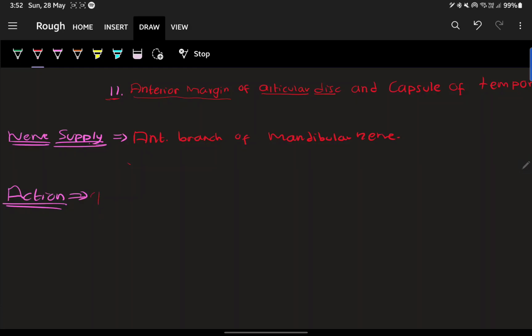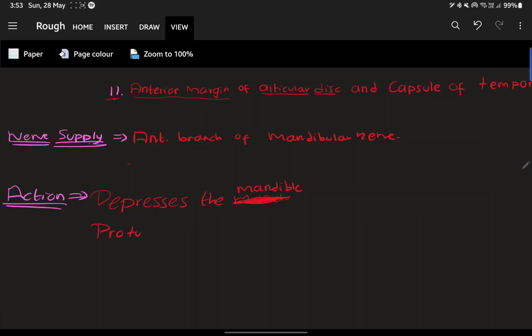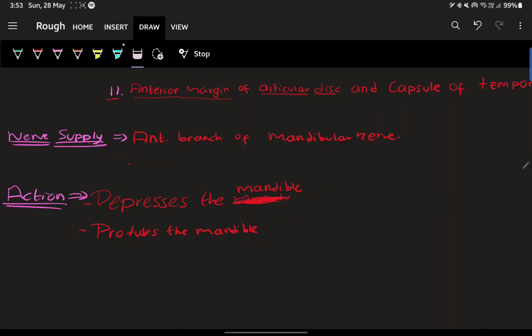Okay, and like we see, it depresses the mouth. This is the only muscle which depresses the mouth. It's an important muscle. It depresses the mandible, or opens the mouth. Okay, and then it also helps in protruding the mandible. Let me just mention that. This too you can remember, but you have to remember this no matter what. It's very important. So it depresses the mandible. I'll just write it again.